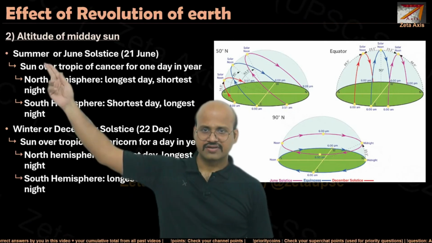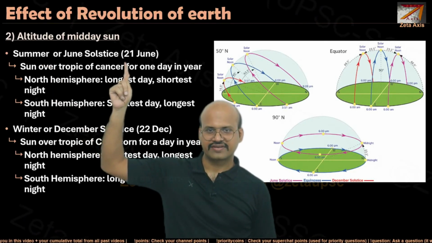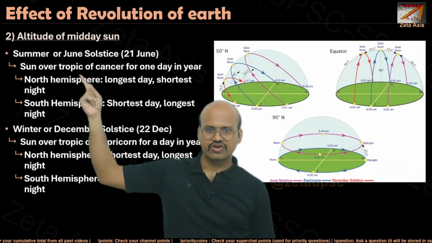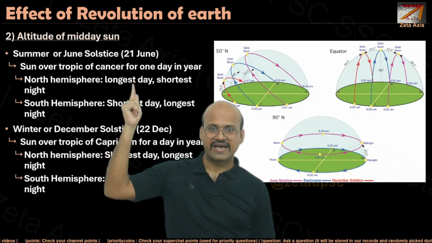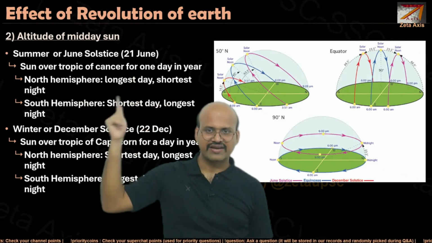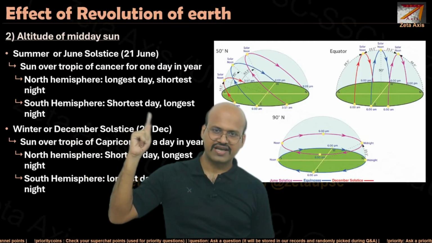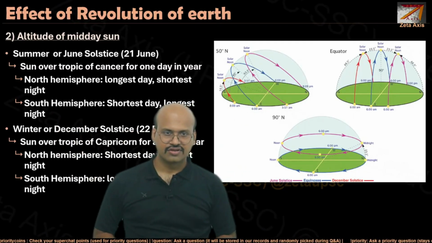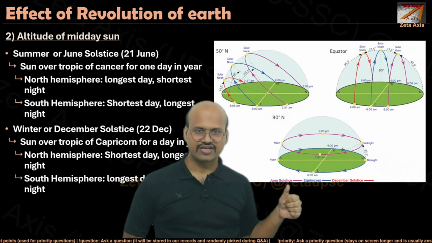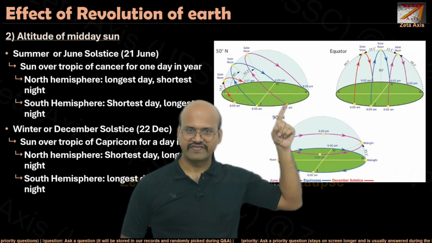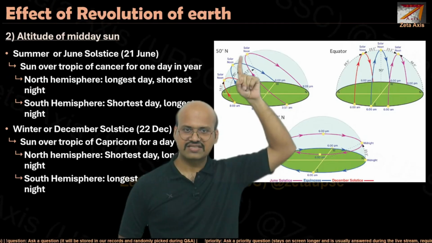Now in summer or June solstice, that is 21st of June, the sun is over the Tropic of Cancer for 1 day in the year. The northern hemisphere has the longest day and shortest night, and the southern hemisphere has the shortest day and longest night. So if we see, this is our June solstice. This color indicates the June solstice, and here we can see that at 50 degrees north, the sun has reached the highest point.